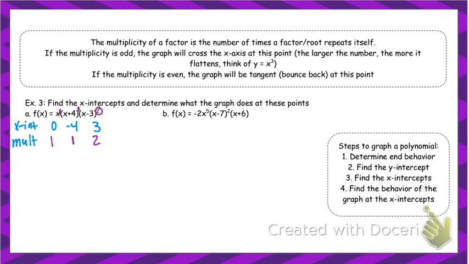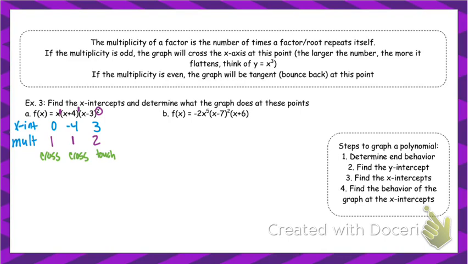Then we just determine what that means. Well, if the multiplicity is 1, then your graph will cross when x equals 0. Your graph will cross when x equals -4, and because this one's an even number, your graph is going to touch or be tangent or bounce at that point.